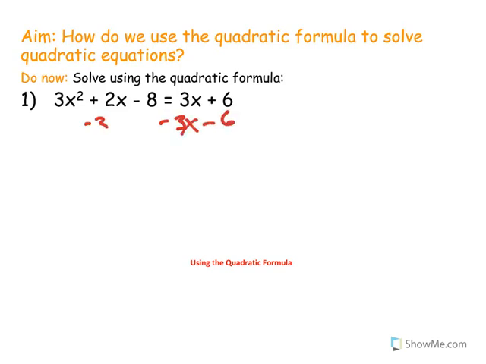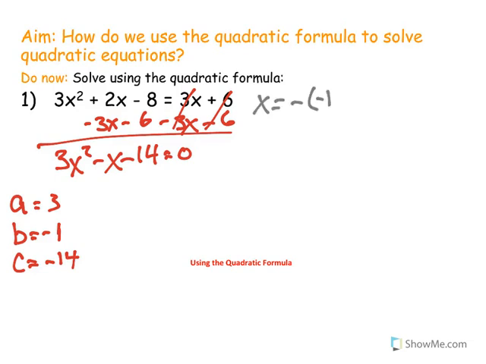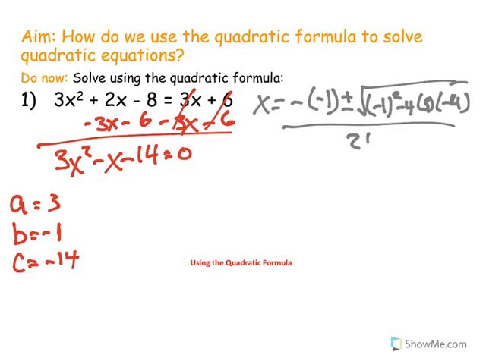We need to put this in standard form before we can decide what a, b, and c are. So that's going to leave me 3x squared minus x minus 14. So from that I can determine that a is 3, that b is negative 1, and that c is negative 14. So now I'm going to go to my quadratic formula, right? So I've got x is equal to negative 1 plus or minus the square root of negative 1 squared minus 4 times 3 times negative 14.